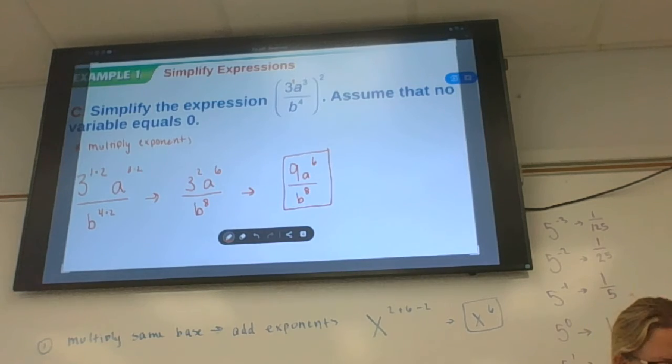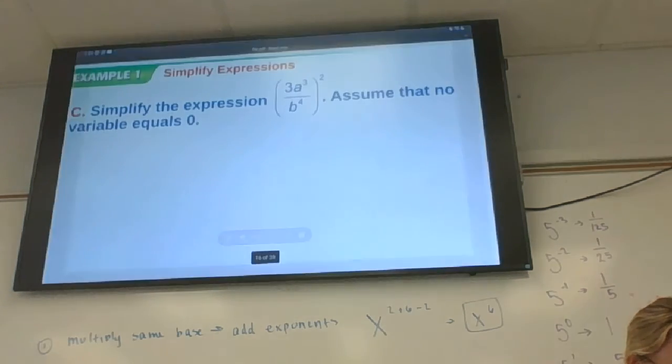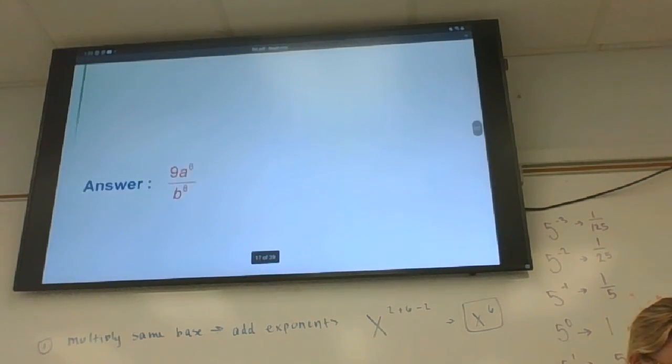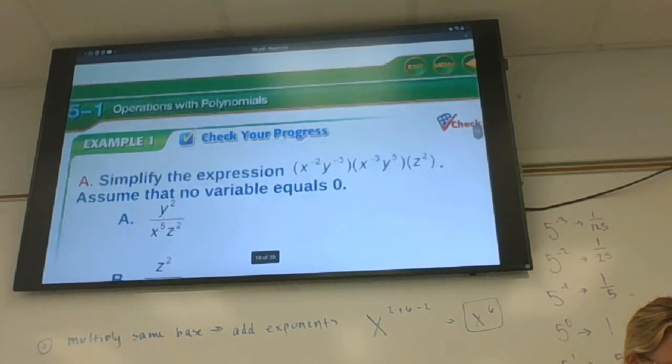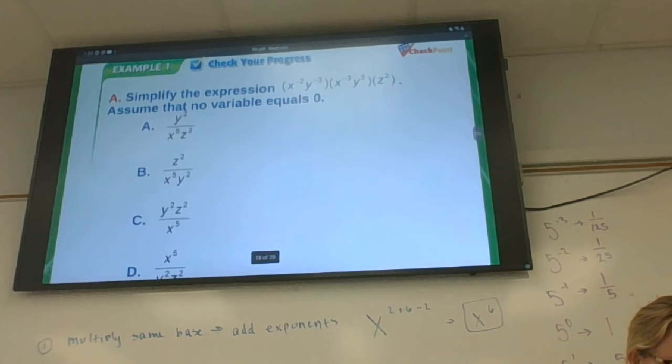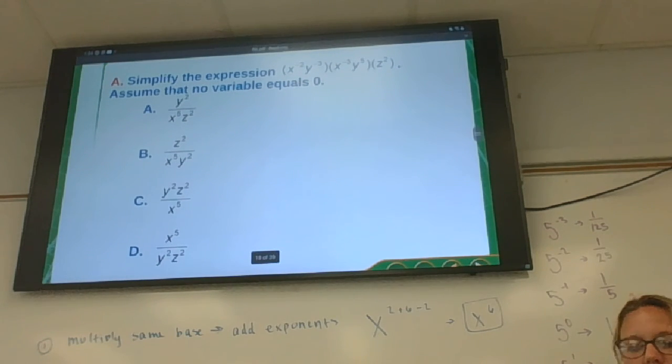So your ability to work these out just has a lot to do with prior experience. Once you guys try this one, and then you can get to work on your workbook page. So it's multiple choice. That's multiple choice.